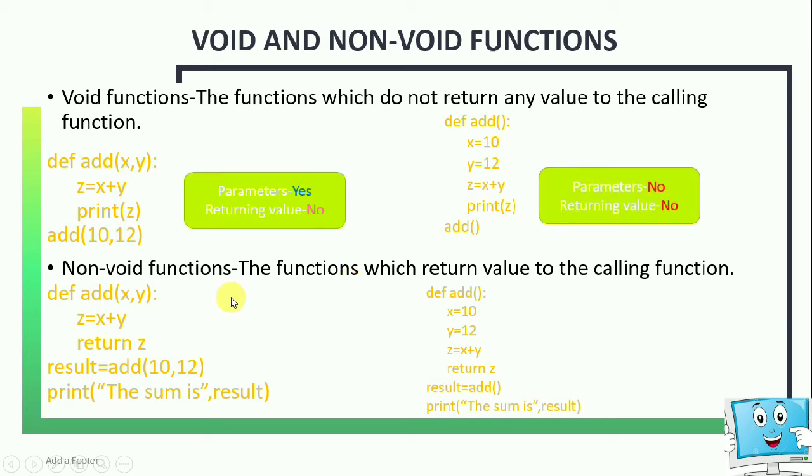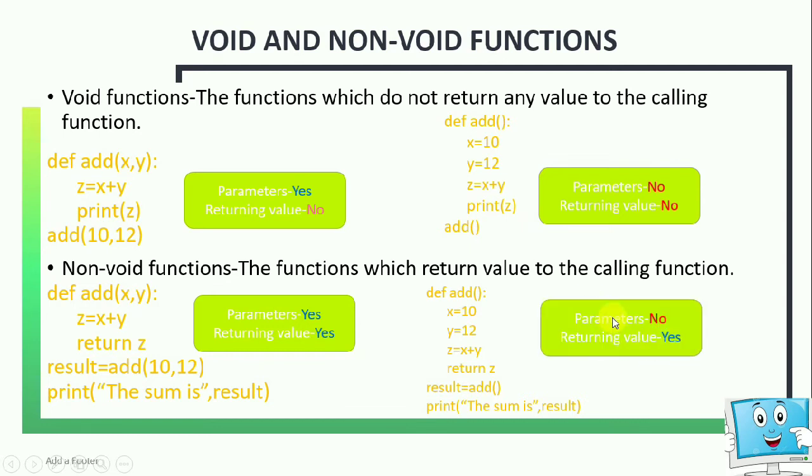Next is non-void functions. Non-void means those functions which are not empty, meaning they return some value to the calling function. Again we have the same function here, and we see that in both functions a return statement is there: return z here and return z here. So this value is being returned to the calling function, and there is a variable assigned to the calling function which will store the value of z in it. Here also the difference is that the first function is taking parameters, whereas the second function does not take any parameter. Let us understand this with the help of an example.